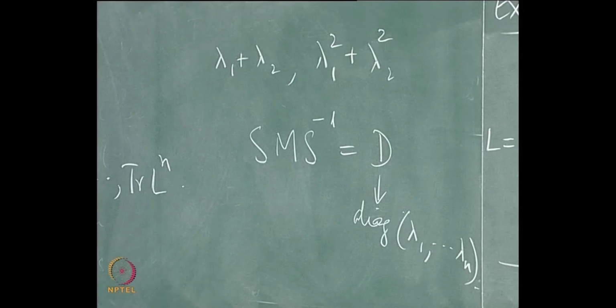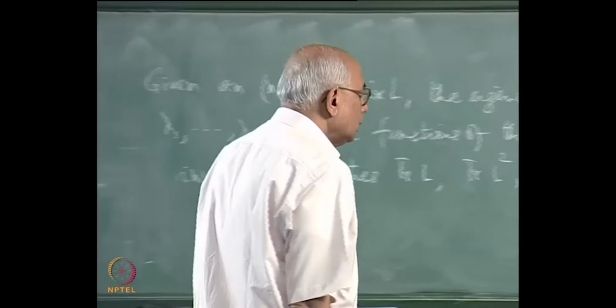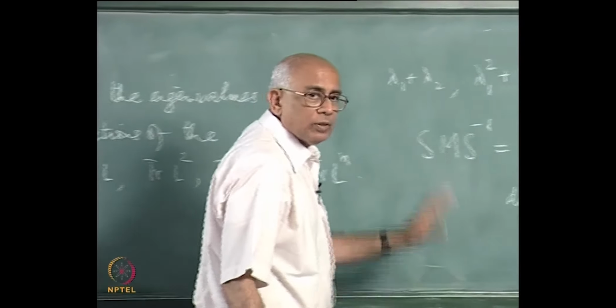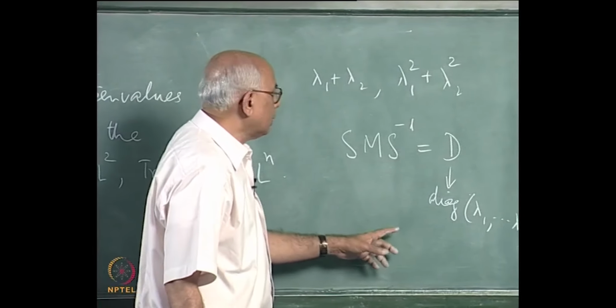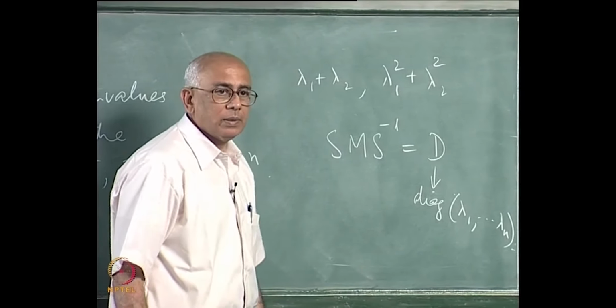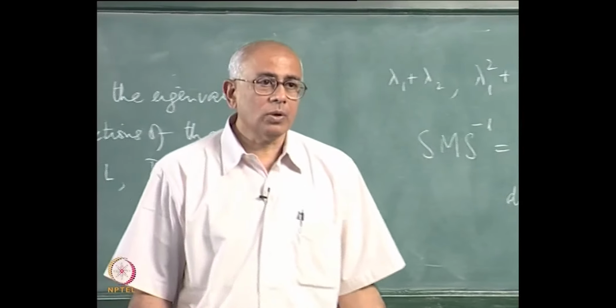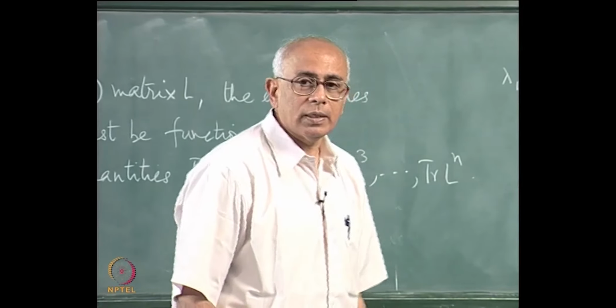Under what conditions can you diagonalize a matrix by a similarity transformation? This is not always possible. You can always find the eigenvalues, that is a different problem from diagonalizing the matrix. There are lots and lots of matrices which are not diagonalizable by similarity transformations.